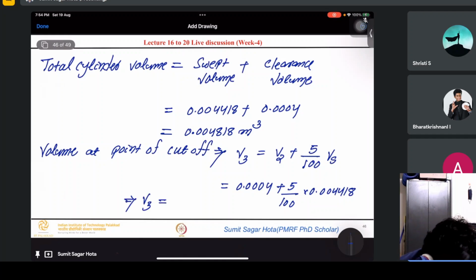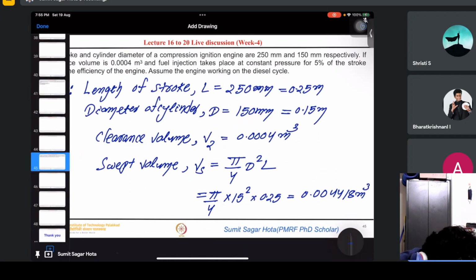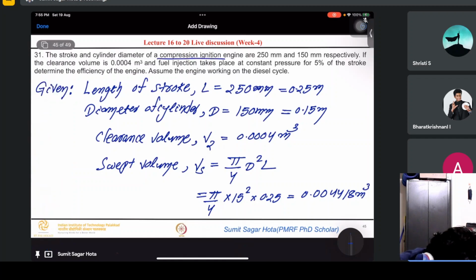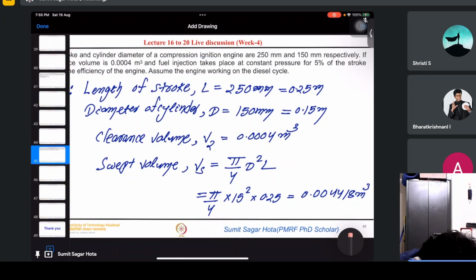V3 means V1, V2, V3 all are like your cycle. When you plot the CI engine means what? Diesel cycle. Okay, so accordingly you just plot it. So V3 is the V3 in the cycle I just showed previously. Okay, so you're thinking where this V2, V3 came from. Because it's written in the question, it's a compression ignition engine. Compression ignition means it will follow the diesel cycle. Okay.